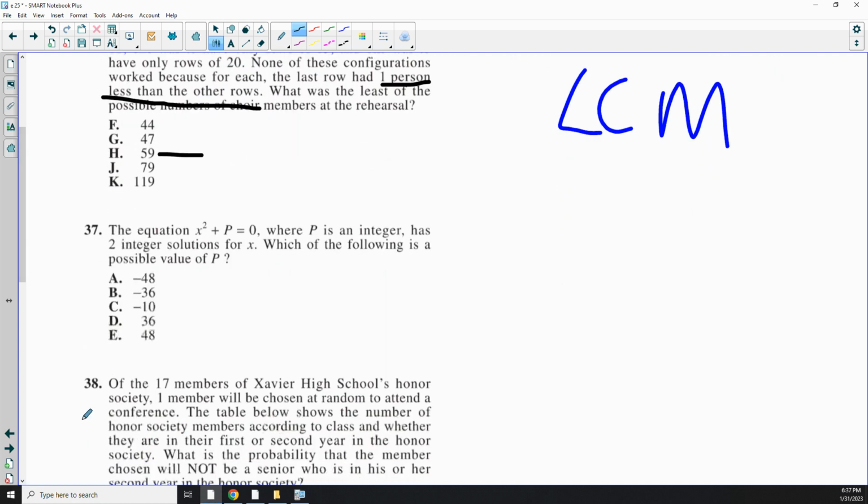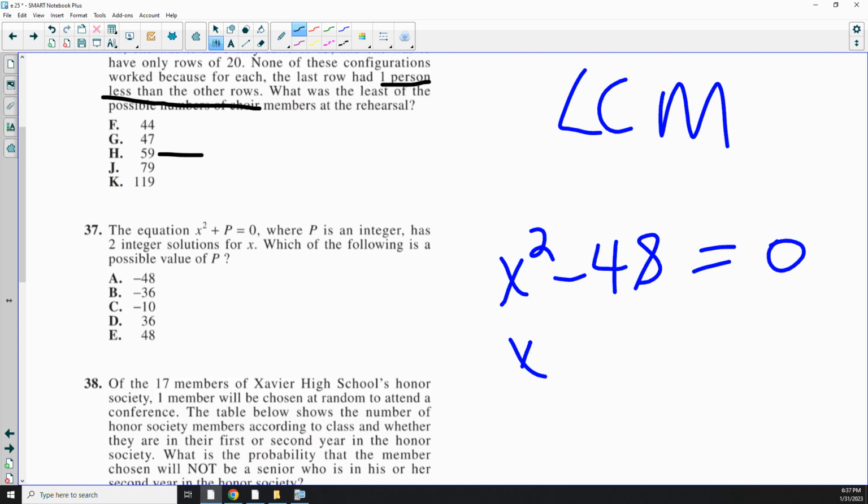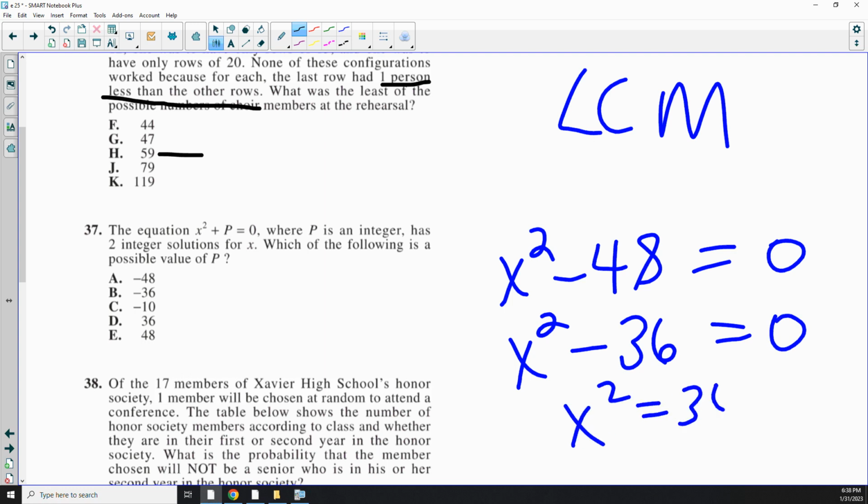If p is an integer and there's two solutions, it's not going to be negative 48 because that doesn't factor. The answers would be square root. But I guarantee it's negative 36 because that would be 36 and we would get plus or minus 6 in our factoring.